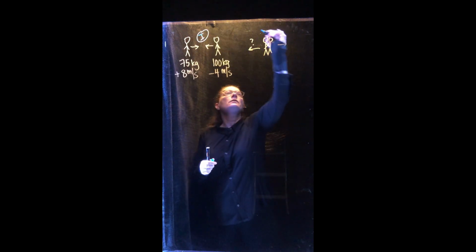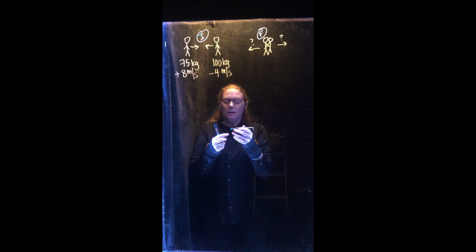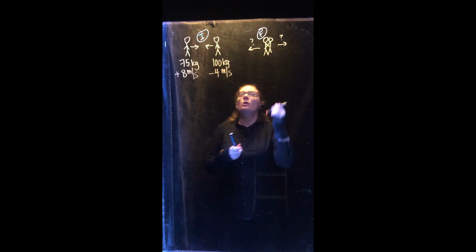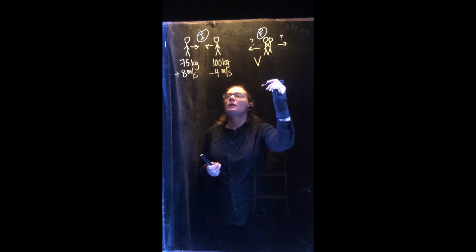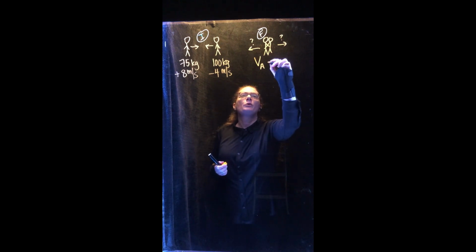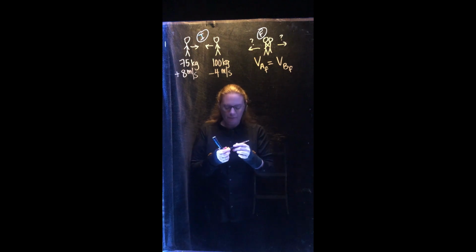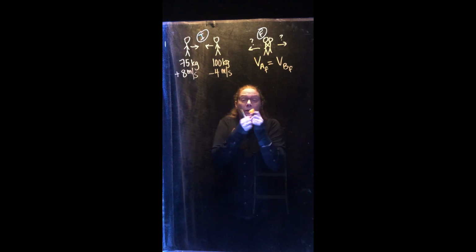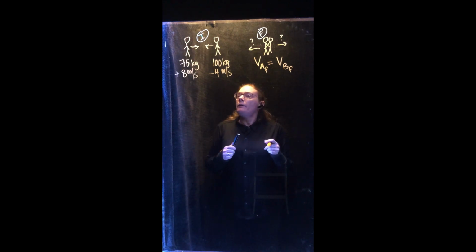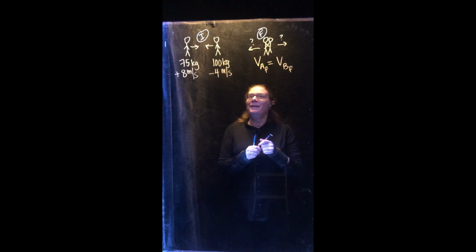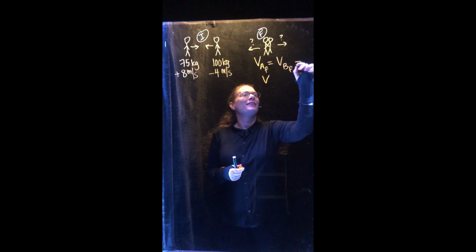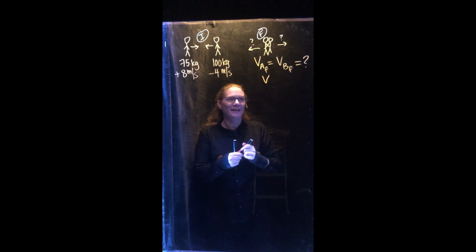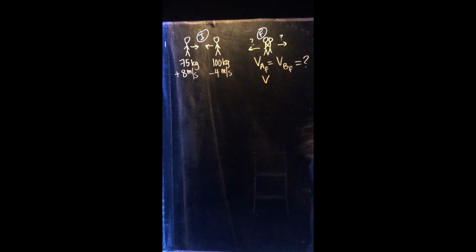We've got initial looks like this, final looks like this, and we also know that since they stick together, let's just call it person A and person B, the final velocity is the same because they stick together. All right. What are we looking for? What's the post-collision velocity? That was it. What's the final velocity?